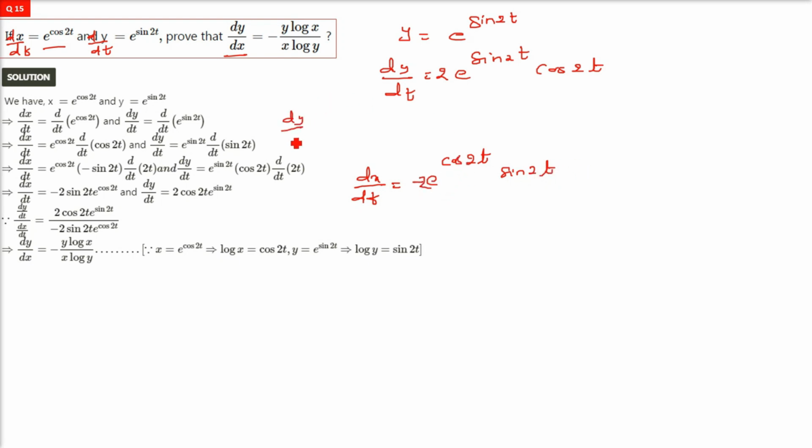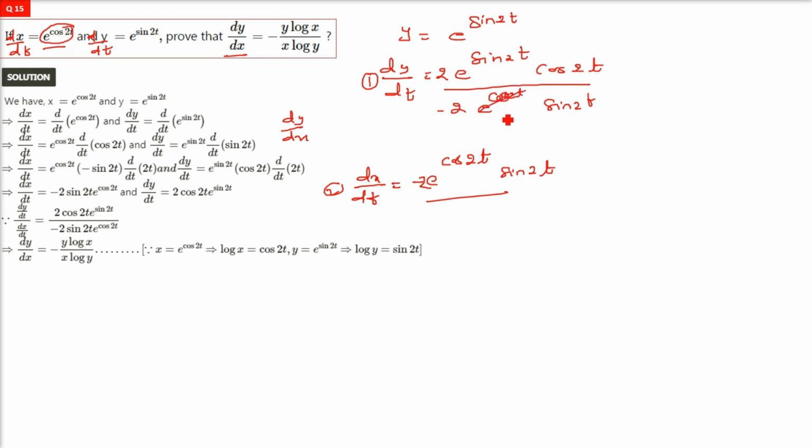So dy by dx we have to find. Let us divide these two. When we divide, what are we going to get? I am just dividing these two, dy by dt and dx by dt. So you have 2 minus 2 e raise cos 2t and then sin 2t. First you can just cancel these 2 out. There will be a negative.